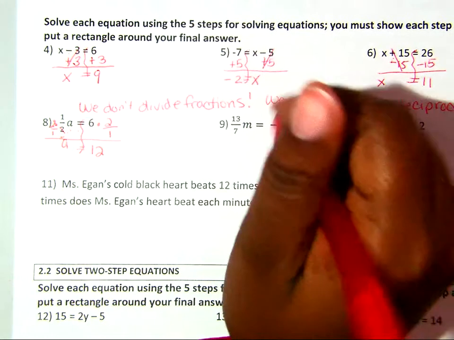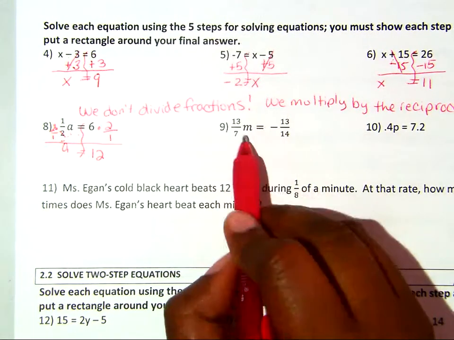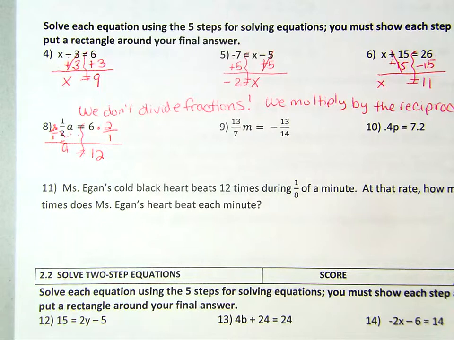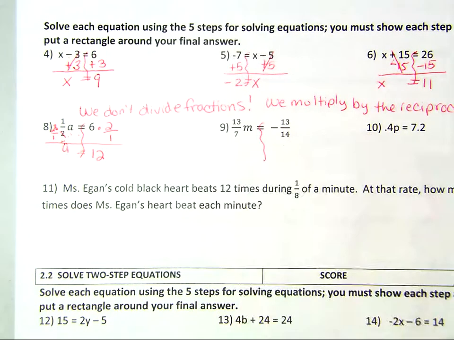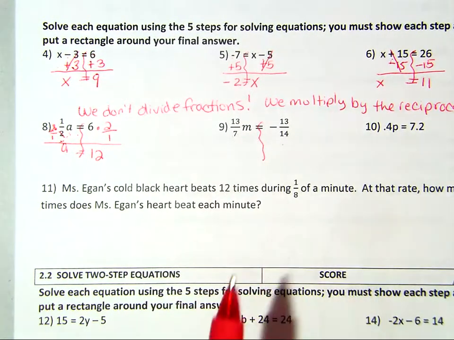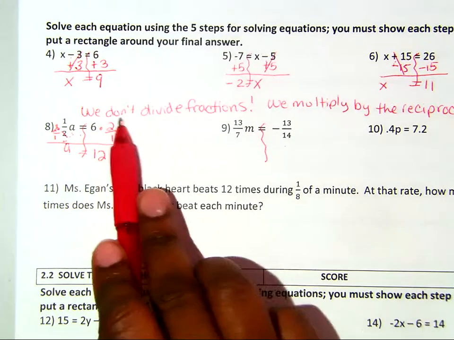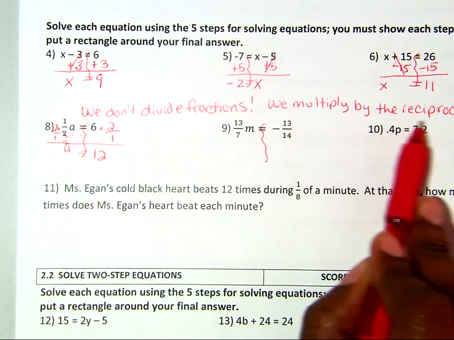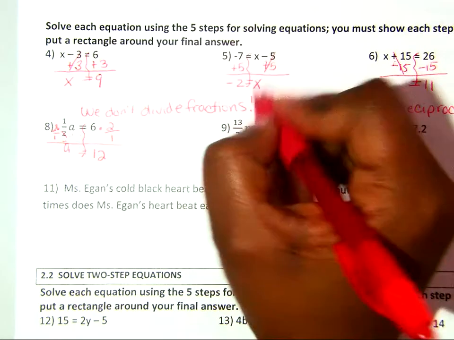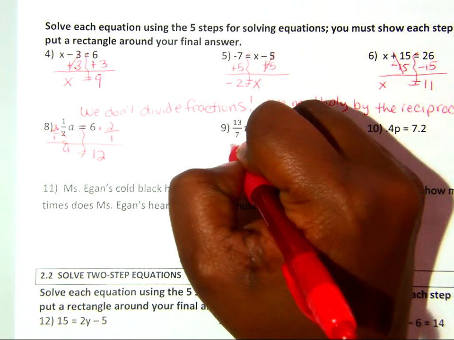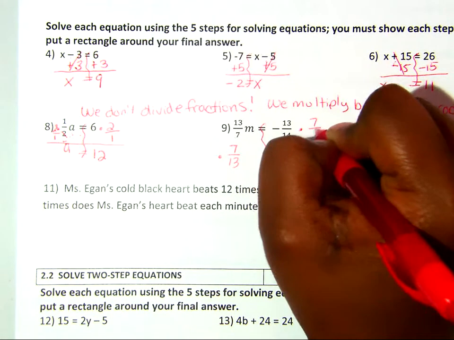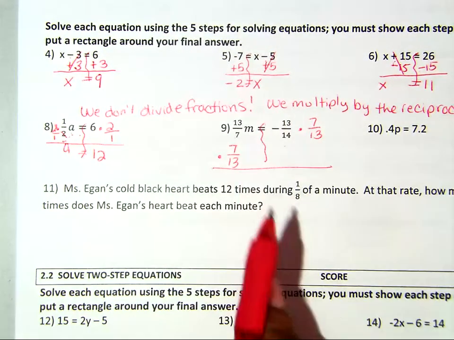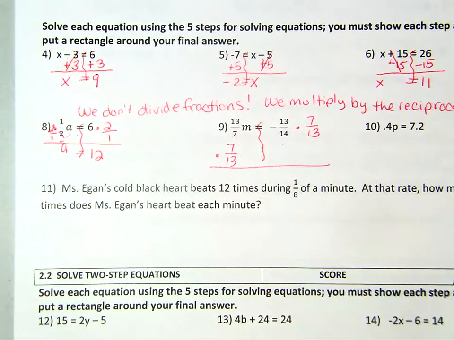Number 9. I have, let's see, can I distribute anything? No, there's nothing to distribute. Can I combine anything here? No. You're fine. Can I combine anything here? No. Time to rewind. This is a multiplication problem. The opposite is division. We don't divide fractions. We multiply by the reciprocal. The reciprocal of this would be 7 over 13. 7 over 13. I'm sorry I wrote it down like this because that number was in the way.